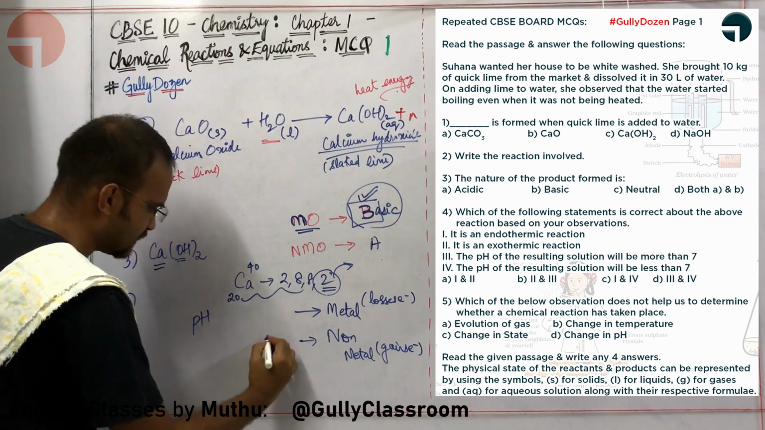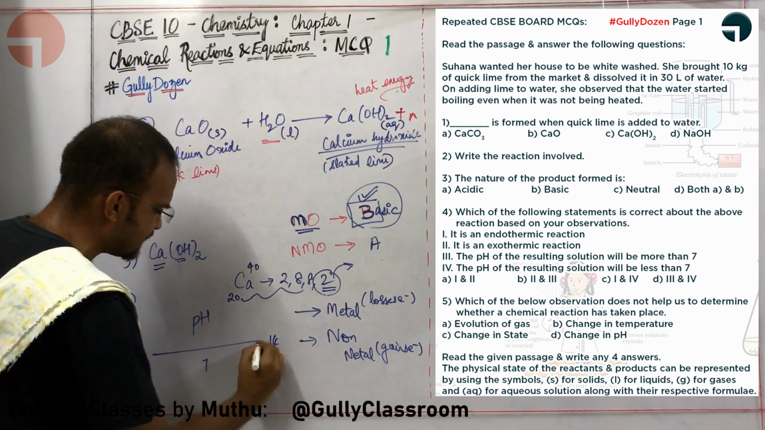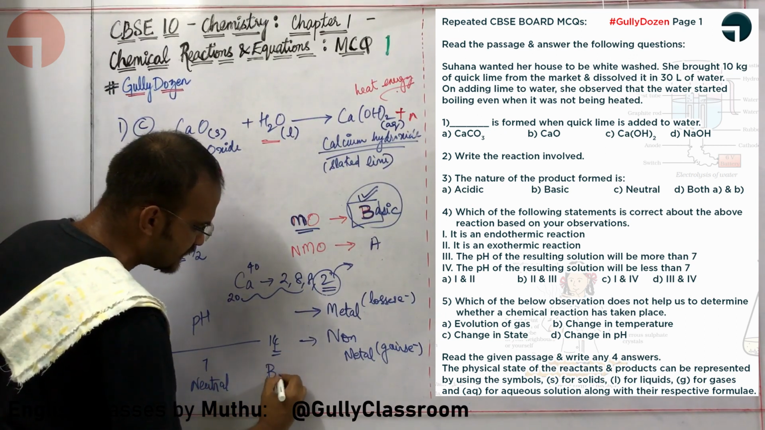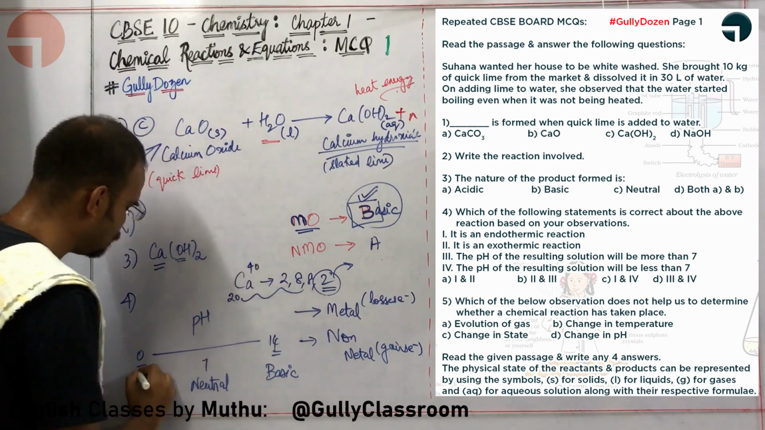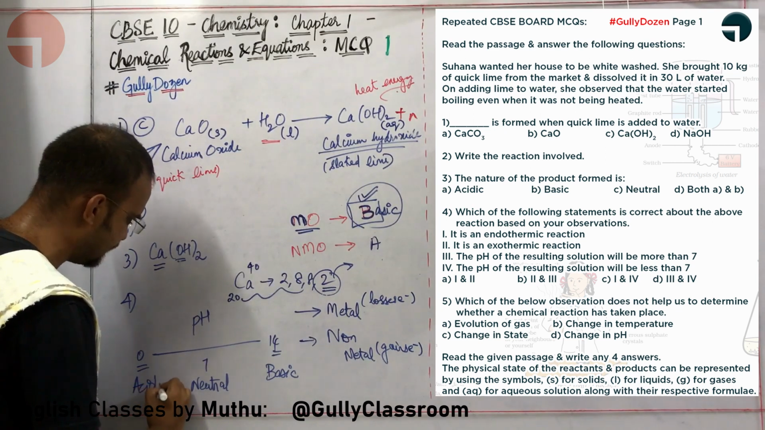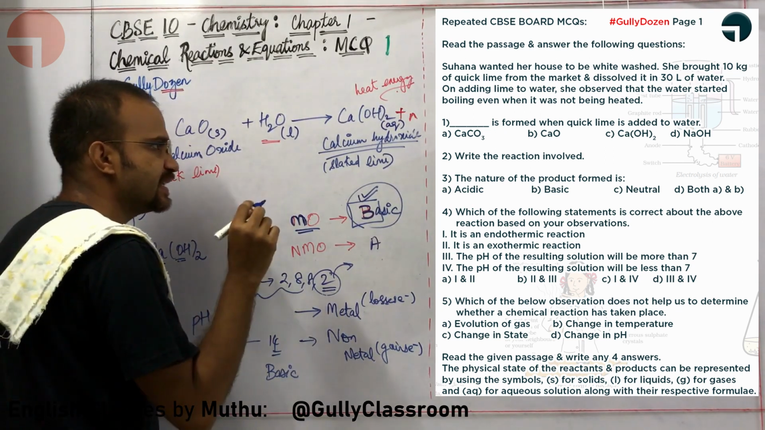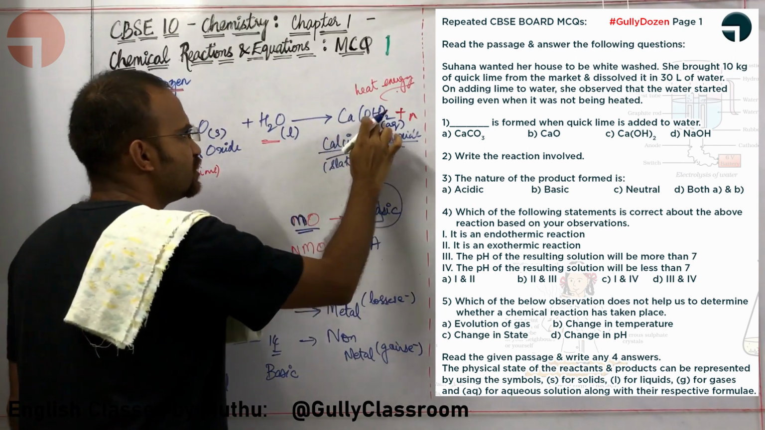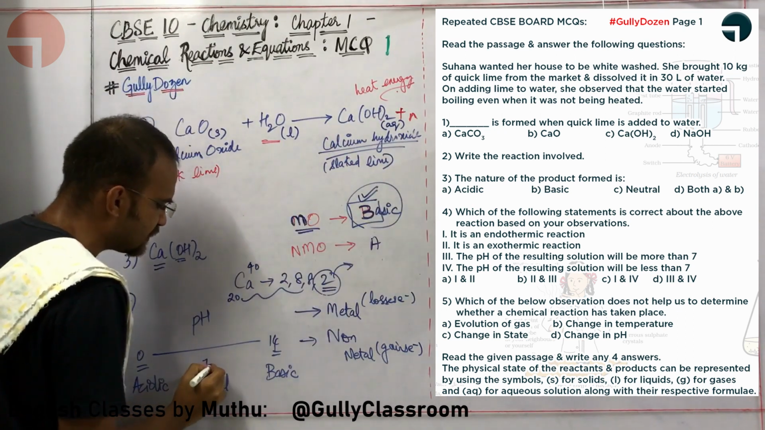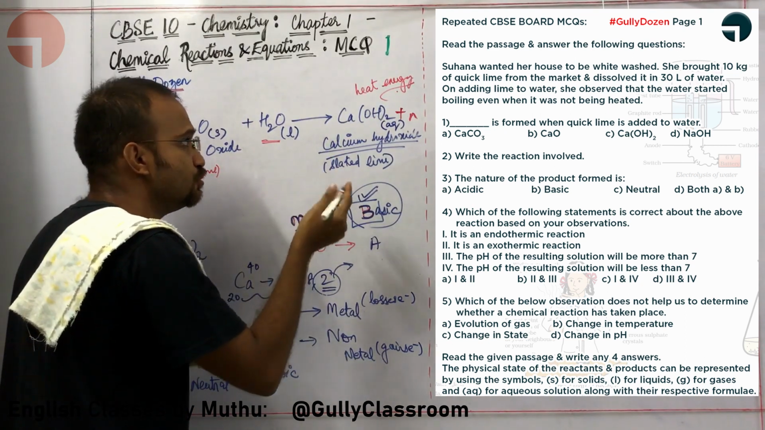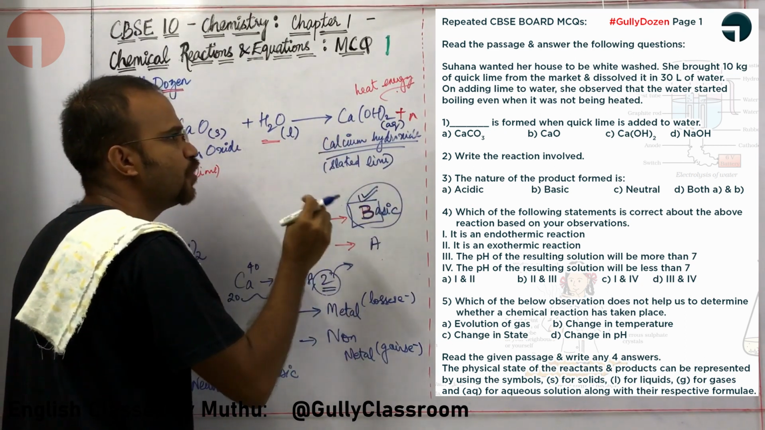The pH scale extends from 0 to 14, where 7 stands for neutral, 14 stands for extremely basic, and 0 stands for extremely acidic. Okay, sir. Now, what are they asking? They are asking the pH of Ca(OH)2, which is a base. So, obviously, it has to be greater than 7. So, the pH of the resulting solution, calcium hydroxide, will be more than 7.